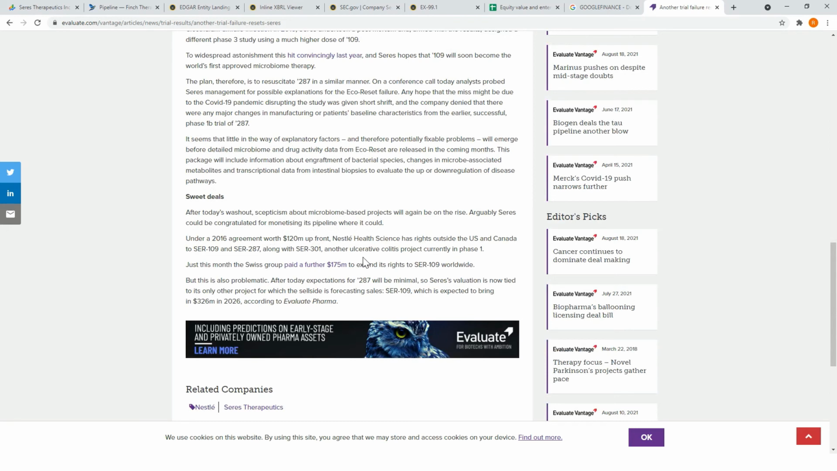They only basically are looking at the ulcerative colitis program and the C. diff program. They're not really projecting sales for the other earlier stage programs, like an oncology preclinical program that's pretty risky. And analysts are projecting $326 million in peak sales in 2026, which is not a huge amount of sales.